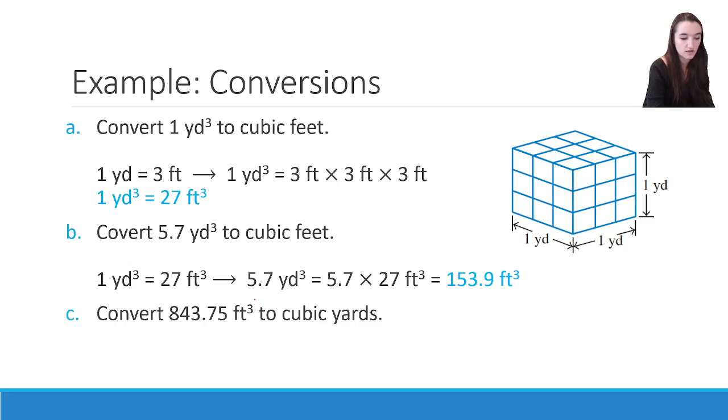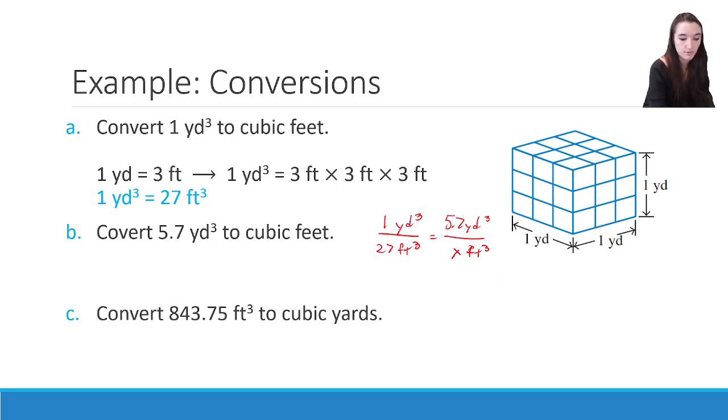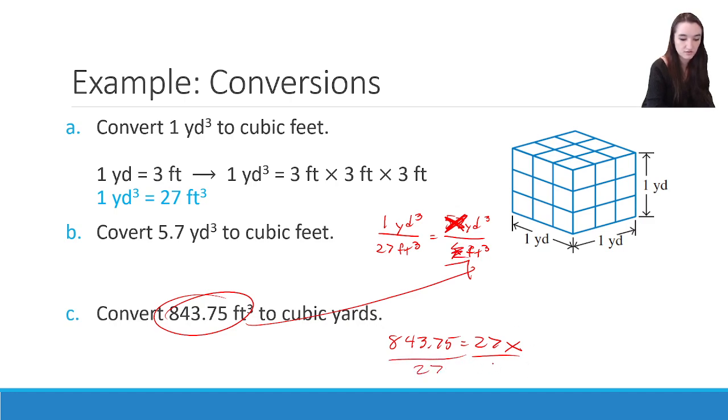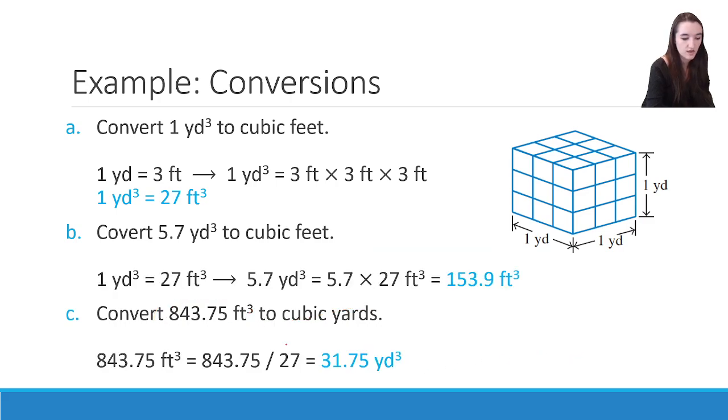Similarly, if I wanted to convert a number of cubic feet into cubic yards, I would do the same thing. I'd set up a very similar proportion, but now I'd have the x up here and this number right here. So we would end up with 843.75 equals 27x. Then we divide both sides by 27 to get x is equal to 843.75 divided by 27, or 31.75 cubic yards.